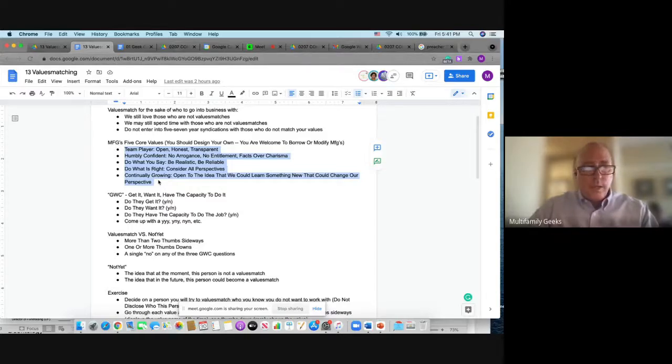You're welcome to take anything you want from the MFG values. You can change them, modify them, but you're really on a search for what you believe, who you are, and what these values are that you can list out. We ended up with 5. You may end up with 3. I think the Traction book says 5 to 10 values or something, but they give you guidance on how to set yours. So we came up with: team player, humbly confident, do what we say, do what's right, and continually growing.